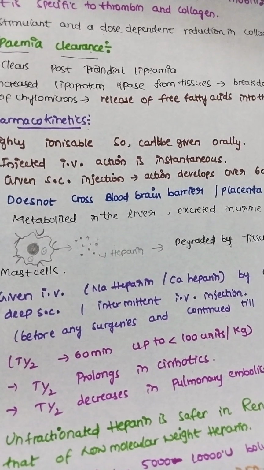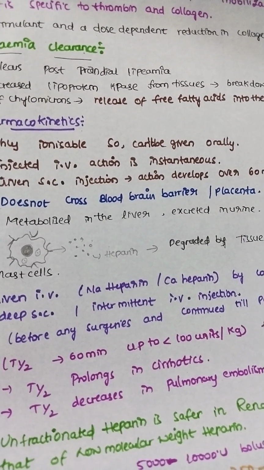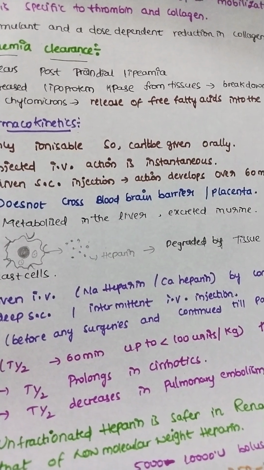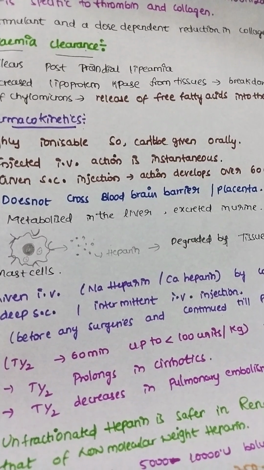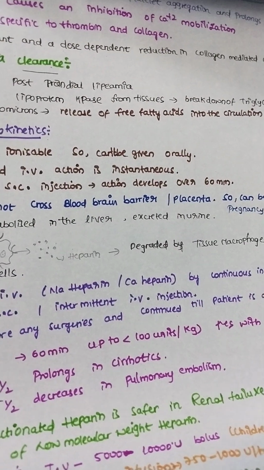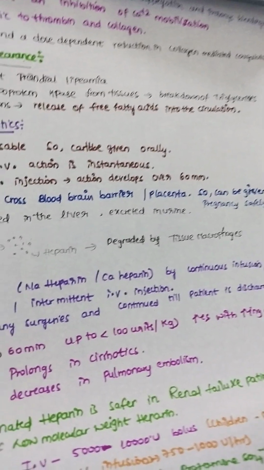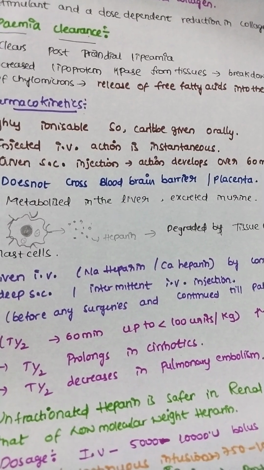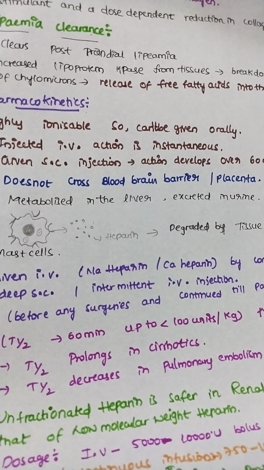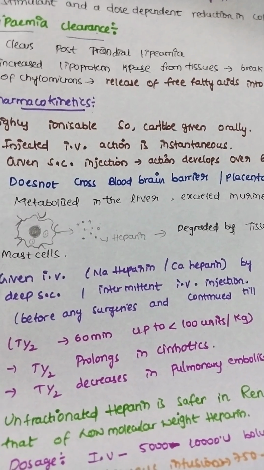The half-life will be 60 minutes if we give less than 100 units per kg. It will act for up to 60 minutes. If we increase the dose of heparin, the half-life also increases. The half-life prolongs in cirrhotics. If there is liver damage, it is metabolized in the liver, right?